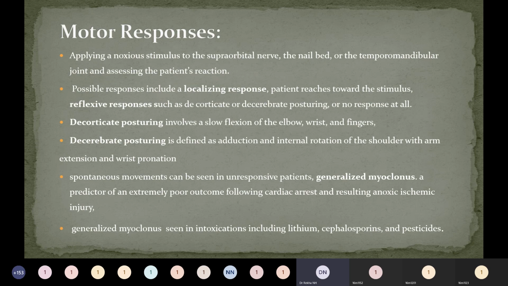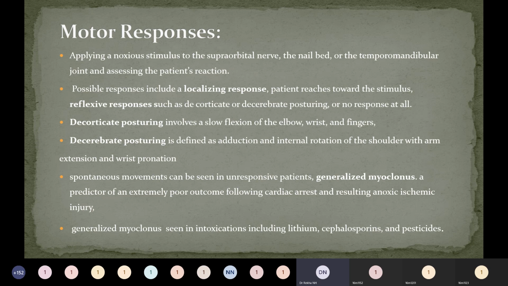Coming to the cranial nerves, we have to briefly look for the motor response. So how do we look for the motor response in an unresponsive patient? We first give a verbal stimulus. Definitely the patient is unresponsive. So next we have to examine the patient with bedside skills. One is motor response by giving noxious stimuli to the supraorbital nerve, the nail bed, or the temporomandibular joint, assessing the patient's reaction to the stimulus.